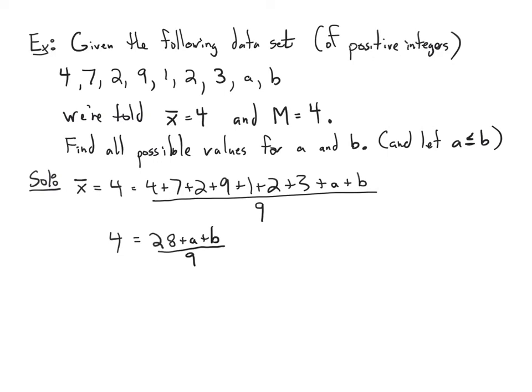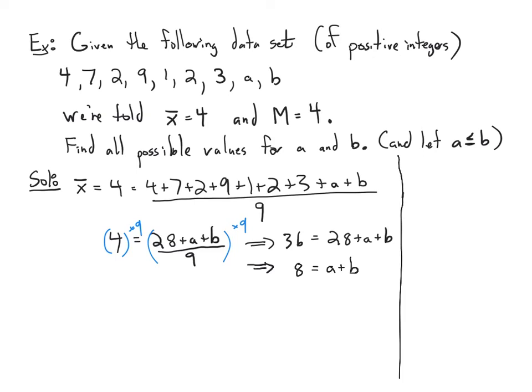I'm going to multiply both sides by 9 to get rid of that 9. So we get that 36, 4 times 9, equals 28 plus A plus B. And the 9 that we're multiplying and the 9 in our denominator, of course, cancel. And let's subtract 28 from both sides. 36 minus 28 is 8. So we get that 8 equals A plus B. Okay. So we know that the sum of our two unknown elements, A and B, has to be 8.